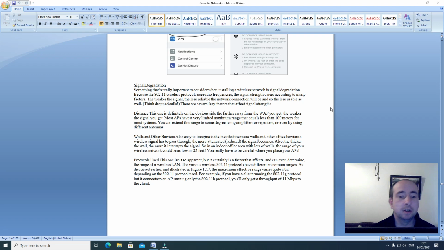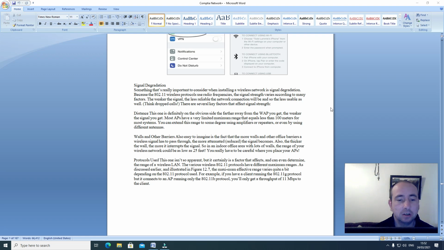Signal degradation. Something that's really important to consider when installing a wireless network is signal degradation. Because the 802.11 wireless protocols use radio frequencies, the signal strength varies according to many factors. The weaker the signal, the less reliable the network connection will be, and so less usable as well. Think dropped calls. There are several key factors that affect signal strength.